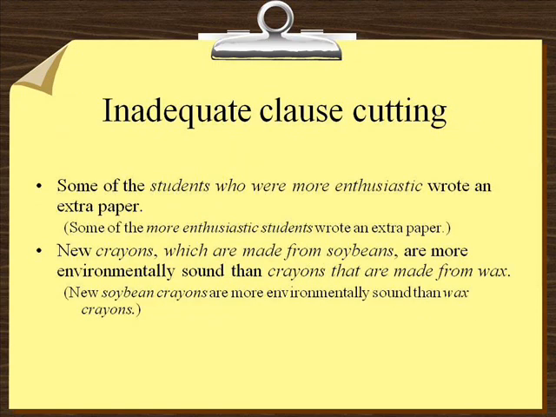The third type of wordiness is inadequate clause cutting. Clauses are groups of words that have a subject and a verb but do not stand alone as a sentence. They are essentially sentences within a sentence. You can remove the clauses by making them into modifiers. The sentence, some of the students who were more enthusiastic wrote an extra paper, becomes some of the more enthusiastic students wrote an extra paper.